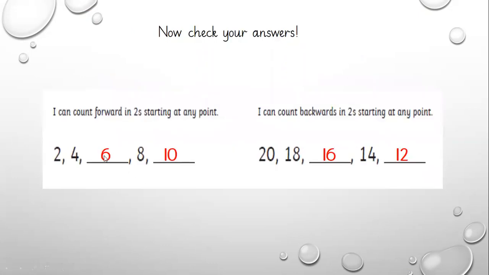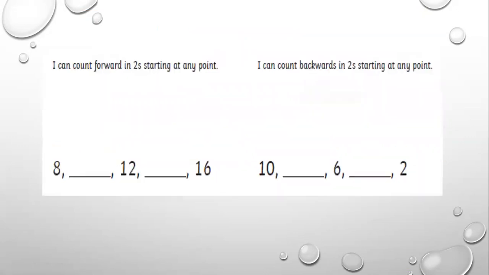Right, let's check. We've got 2, 4, 6, 8, 10, and 20, 18, 16, 14, 12. Did you get it right? Right, good. Let's have a look at the next sequence. I've got 8, missing number, 12, missing number, 16. Then I've got 10, missing number, 6, missing number, 2. Have a go and quickly fill in the missing numbers for me. I will check it together again.